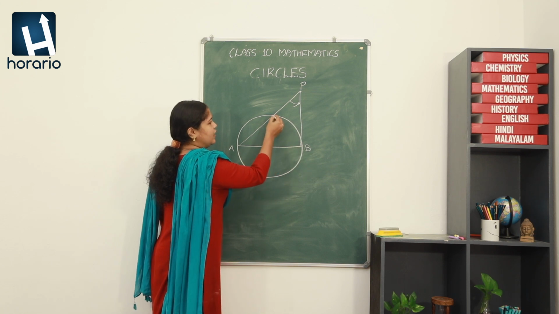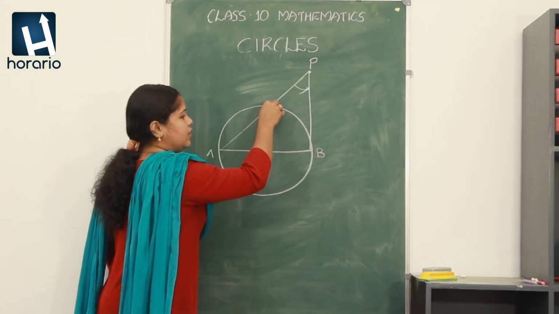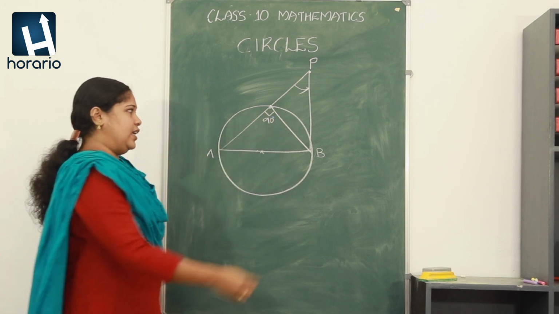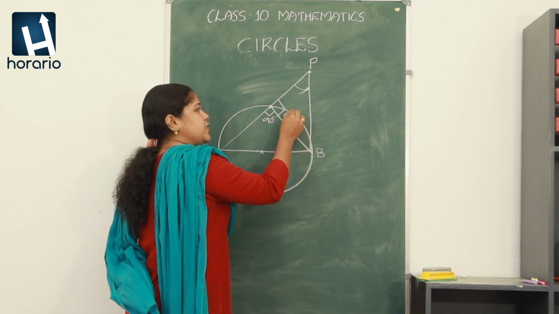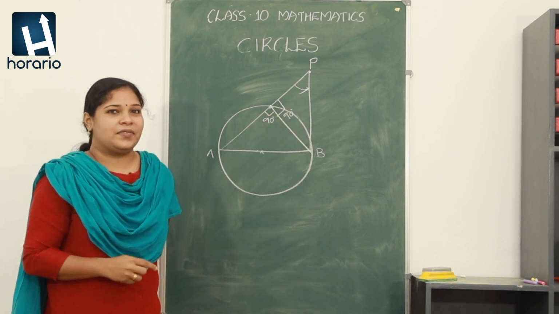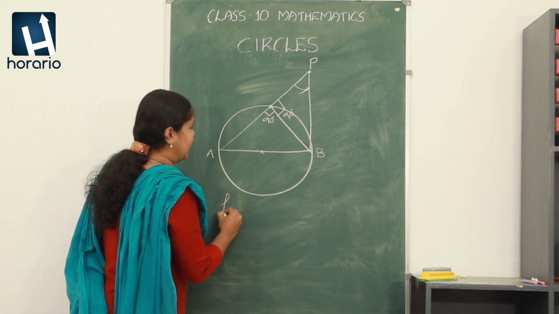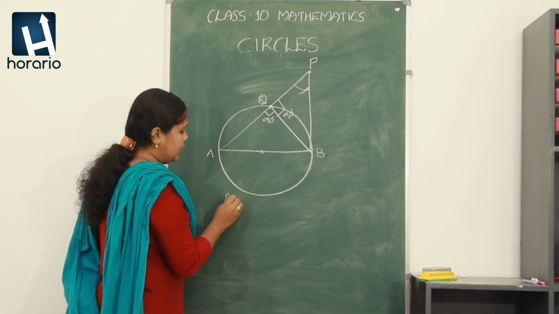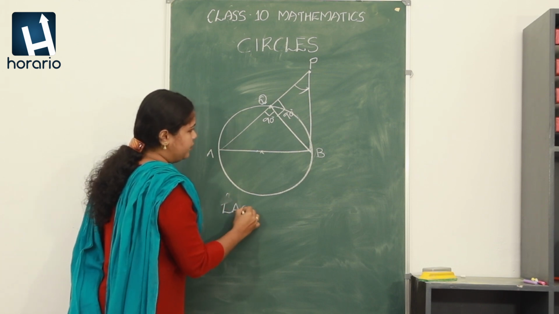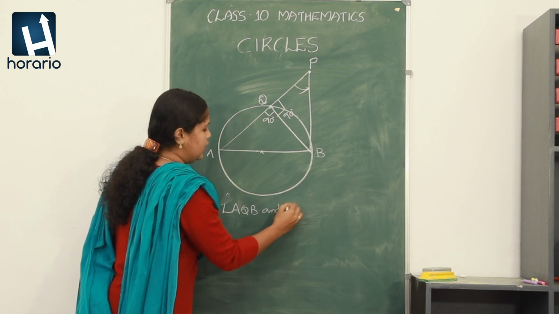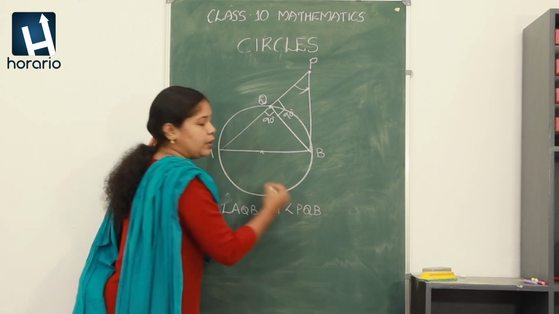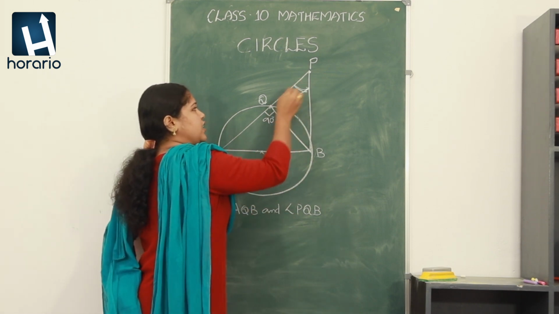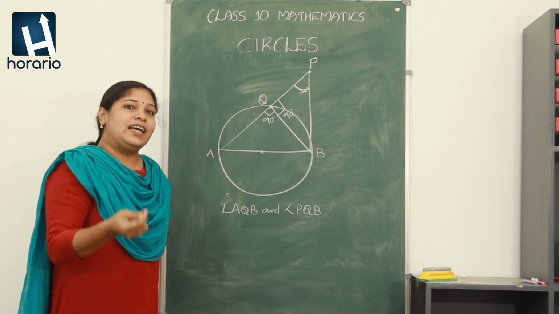Here, at this point, we know the angle is 90 degrees. Now, what happens to this angle? It is also 90 degrees. Can you guess why? It is a linear pair. If I name this point Q, angle AQB and angle PQB are linear pair. Angle AQB and angle PQB are linear pair. So, what will be the measure of this angle? This angle will be less than 90.